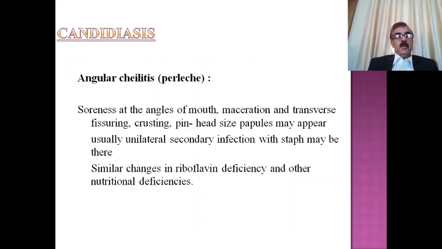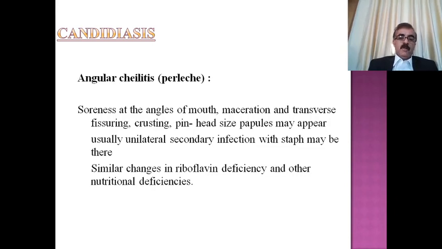Then the second presentation is angular cheilitis. This presents as soreness of the angle of mouth. There is maceration, there is transverse fissuring along with crusting in these fissures, and sometimes pinhead sized papules can appear in the surrounding area, which are known as satellite lesions. As we always say, infections are usually unilateral, but sometimes they can be bilateral also, and secondary bacterial infection with Staph aureus can be there.